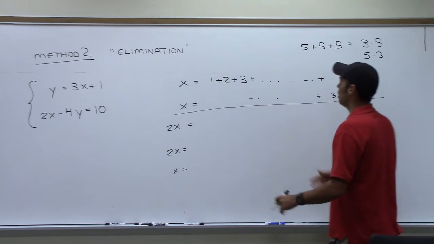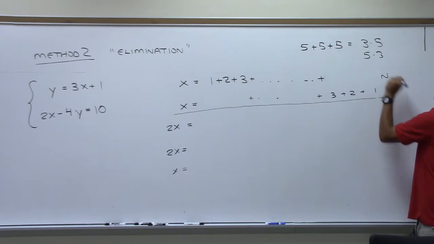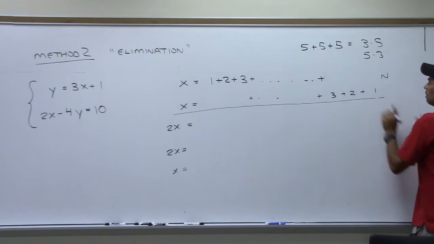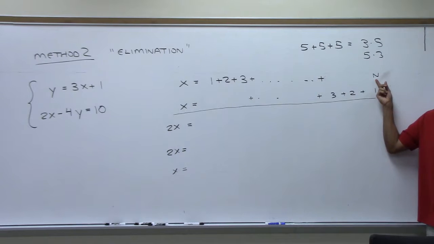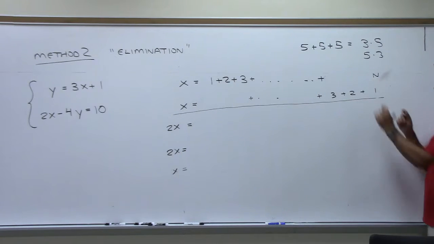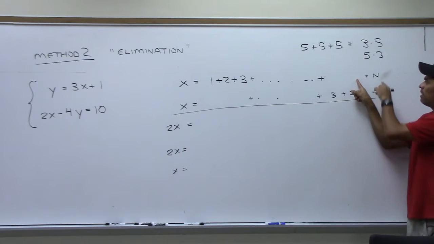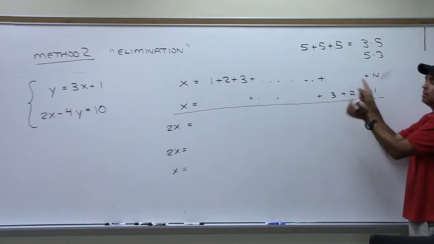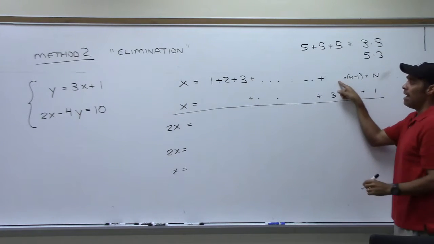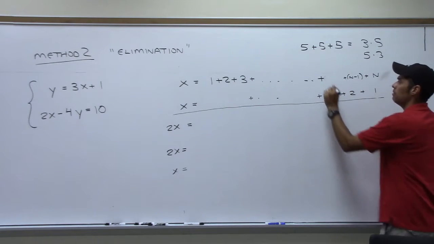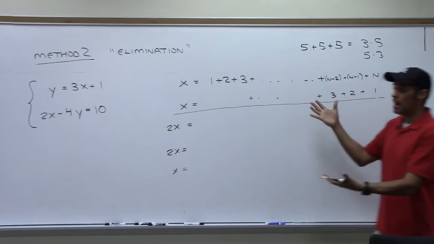Gauss said, my formula, I'm going to add 1 plus 2 plus 3 all the way until I get out to N. Right? N. That could be 100, it could be 6, it could be whatever, right? What's the number that's going to be right in front of it? Well, it's whatever this is, take one away, right? So this will be N minus 1. What's the number right in front of that one? N minus 2. Got it?